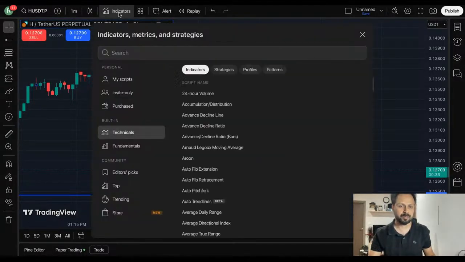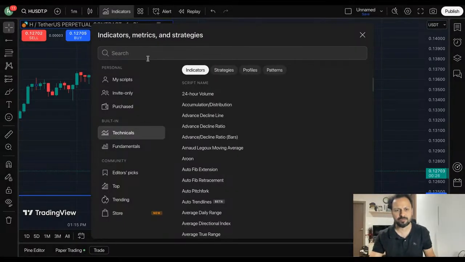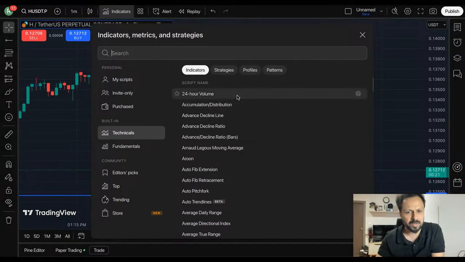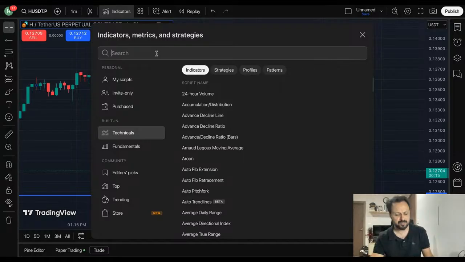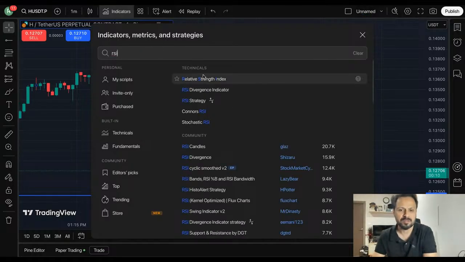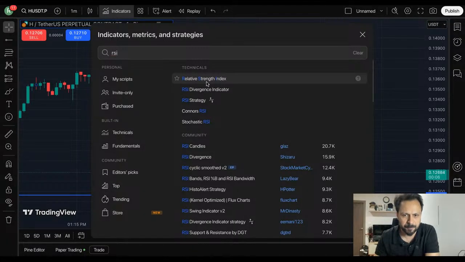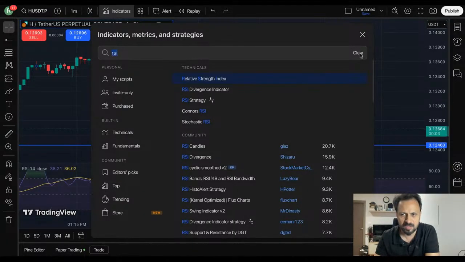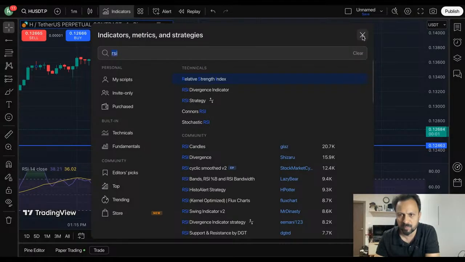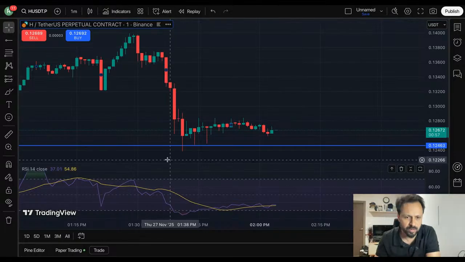To check the indicators, you just click on Indicators. You can search; there are a lot of indicators by default. You can see the technicals and fundamentals. I'm just going to use one indicator, RSI, the relative strength index. It shows when the coin is overbought or oversold. I have just clicked on that, so here is the indicator now.